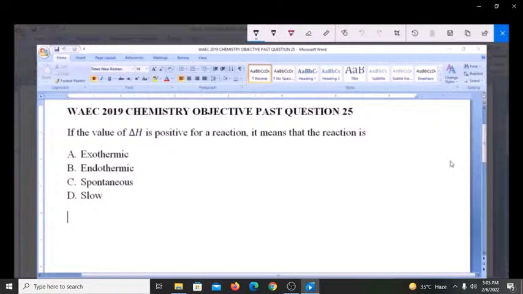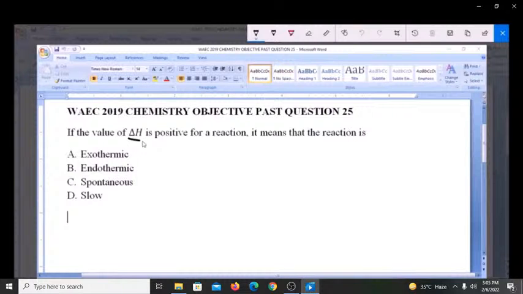I'm going to be answering WAEC 2019 Chemistry Objective Past Question 25. If the value of change in heat, that is delta H, is positive for a reaction, it means that the reaction is A, exothermic, B, endothermic, C, spontaneous, D, slow.